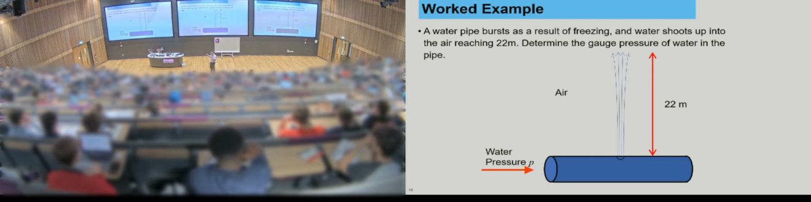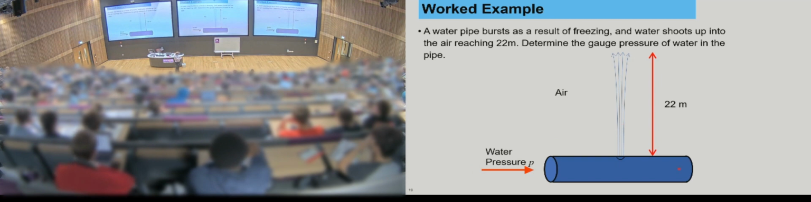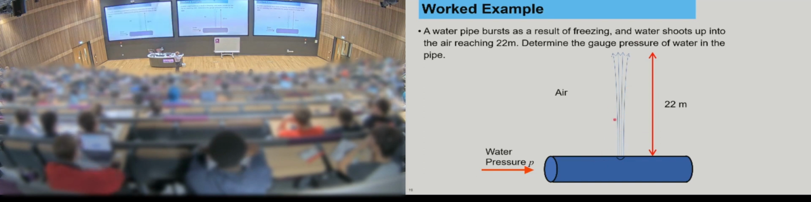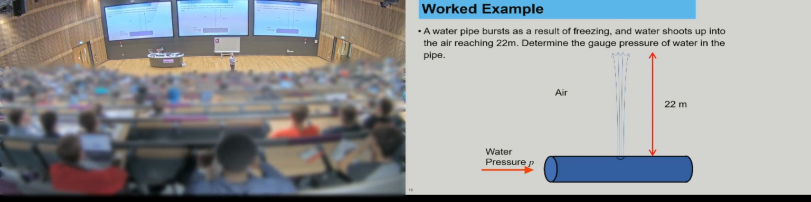So here is my pipe at the bottom here, and then here is the water flowing in, and it's under pressure P. Here is the sudden hole in the side of that pipe, and then here is the fluid going straight up into the air. And the question says, determine the gauge pressure. Now, there are probably multiple ways that you can solve this problem, but because we're in a Bernoulli lecture, we're going to use the Bernoulli equation.